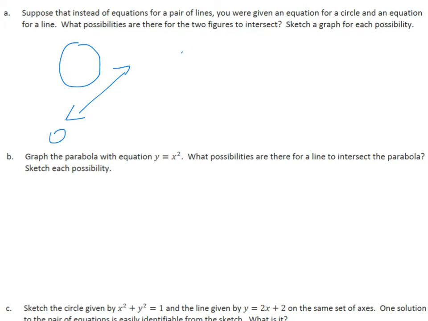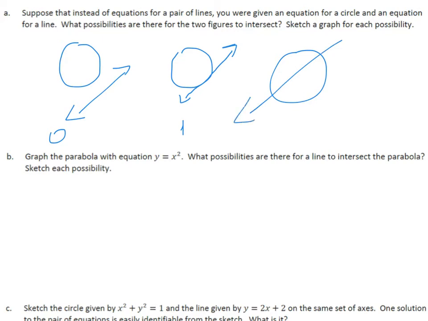Or we can have a circle and the line can be tangent to it, and tangent just means that it hits it at one point, so there's one intersection. Or, and this is our last case, we can have a circle where a line goes right through it, and notice that there are going to be two intersections. So that one has two intersections. And these are the three possibilities for a circle and a line.